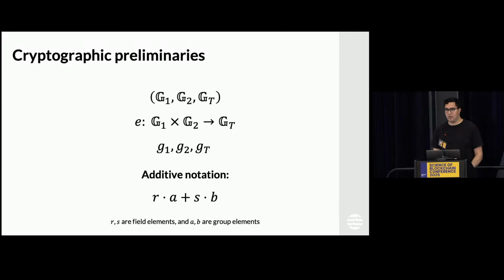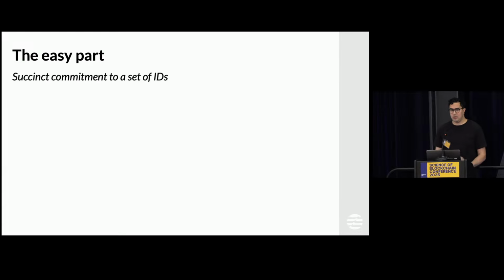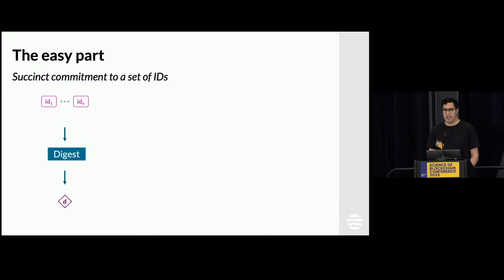Like I said before, we're going to work in a pairing-based setting, so there are three groups with a pairing between them. Also, I just wanted to note that in this talk, I'm going to use additive notation for the group operation. Okay, so now for the construction. Let's start with the easy part, and the easy part turns out to be this digest procedure.